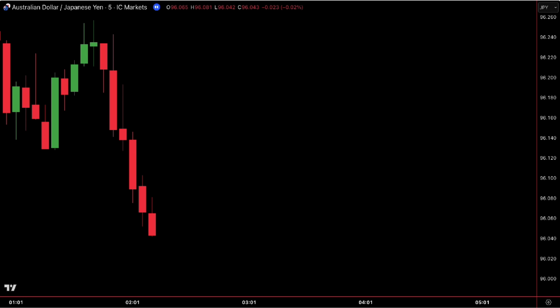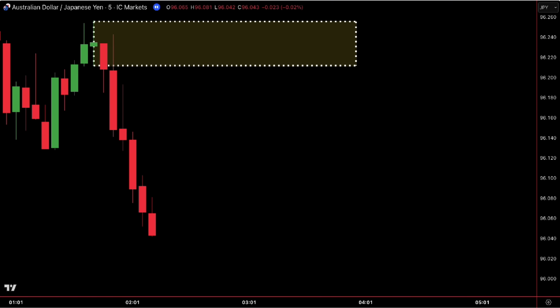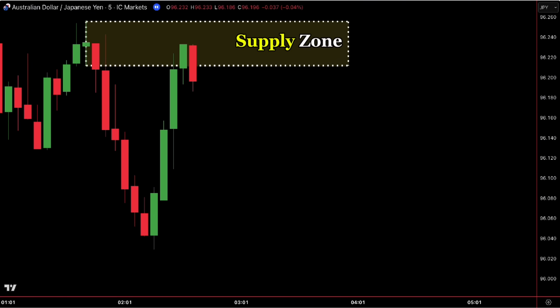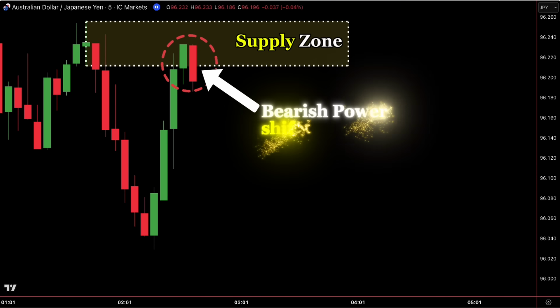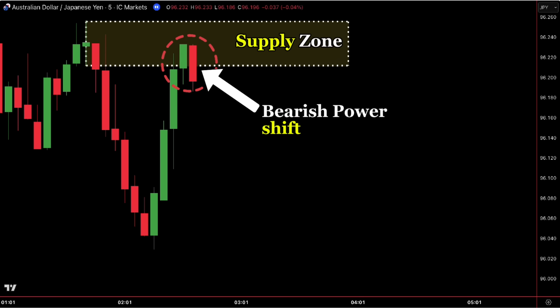Let's look at a quick example on the Australian dollar Japanese yen 5-minute chart. Notice how price had a sharp sell-off earlier, leaving behind a very clear base of candles where that move started. That's our supply zone. The drop was clean and aggressive, which tells us sellers were in control, exactly what we want to see. Instead of chasing the move, we let price come back into the zone. Patience is key. And right here, price finally revisits the zone for the first time since it was created. Inside the zone, we get a decisive bearish power shift candle that swallows the previous bullish candle and closes near its low. That's our confirmation that sellers just stepped back in.